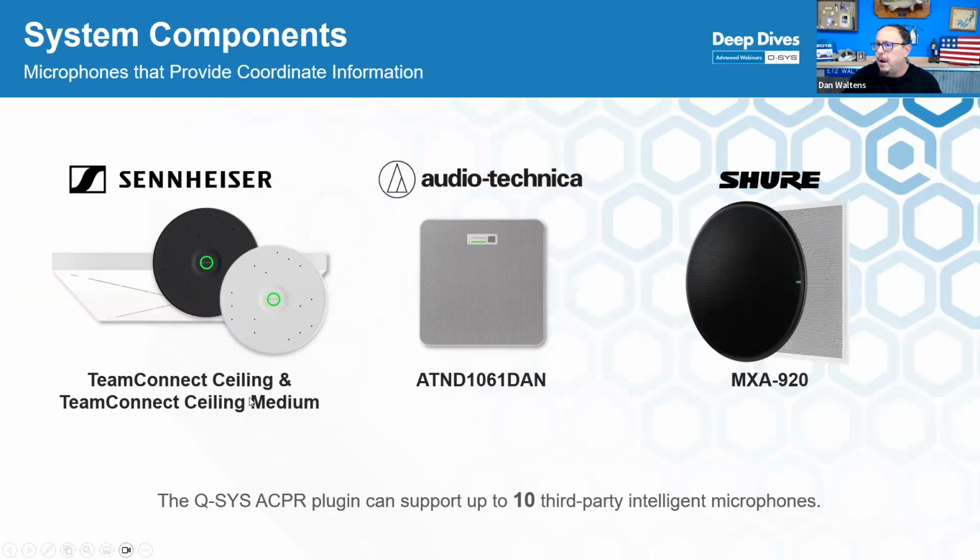The microphones that provide coordinate information are the ATDN 1060 DAN, the Team Connect, and the MXA 920. The ACPR plugin can support up to 10 third-party intelligent microphones. So you can really do a large room if you need to.